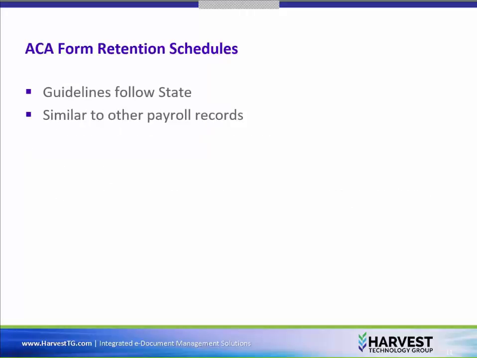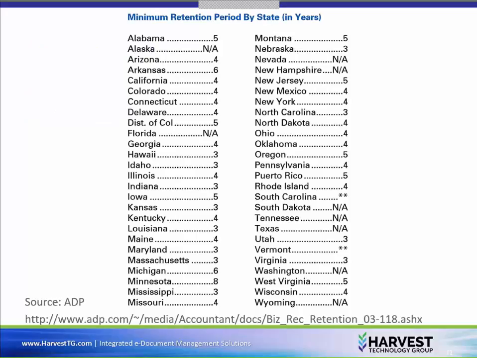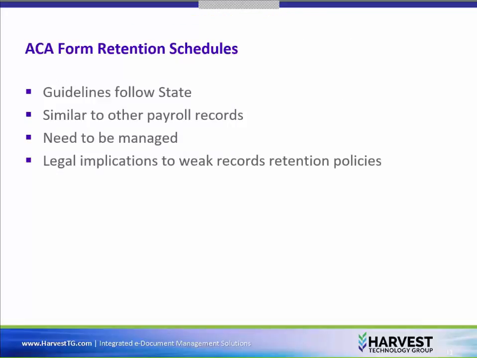Looking at retention schedules, as we previously mentioned, the ACA forms are legal payroll records. They've got to be kept as long as your state requires for retention periods. For most states, the minimum retention schedule is around 4 years. It definitely varies state to state. This slide is from ADP. It's a little bit dated, so check with your state's registrar's current information for how long you need to be storing these documents. But the overall idea is that these are payroll records.